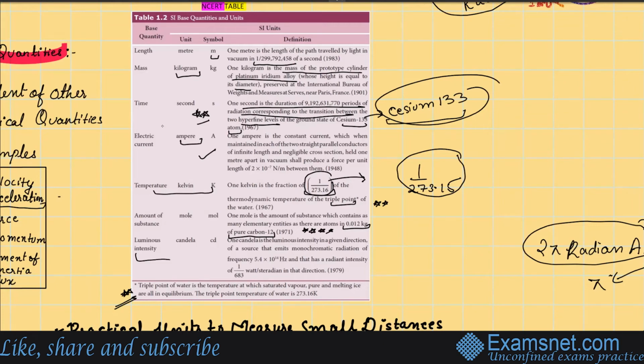Luminous intensity was not important. You can only know how much 1 candela is: the luminous intensity in a given direction of a source that emits monochromatic radiation of frequency 5.4 × 10^14 hertz. The history of these things isn't that important. You can easily remember cesium for the time, 1 over 273.15 as the triple point of water, and for intensity, just the frequency. With the help of this, if any question by chance comes, you'll be able to solve it.